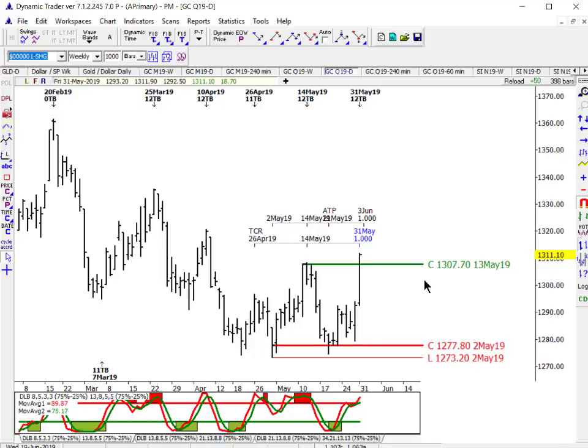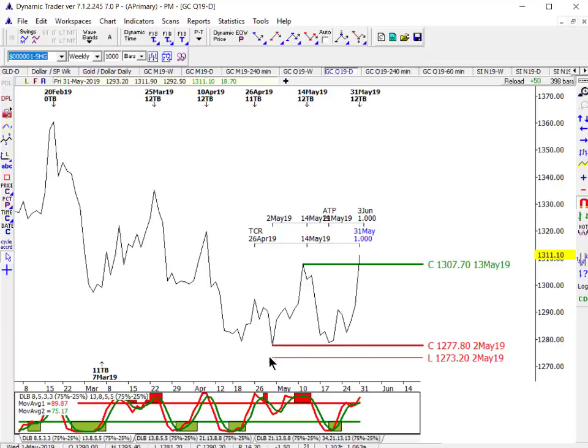So a couple things happened. Number one, we never made a new closing low. There we go, I'll put it on close only. We never made a new closing low at this point. And we've now closed above the last swing closing high. So that itself is a strong indication that we've shifted to a bull market.